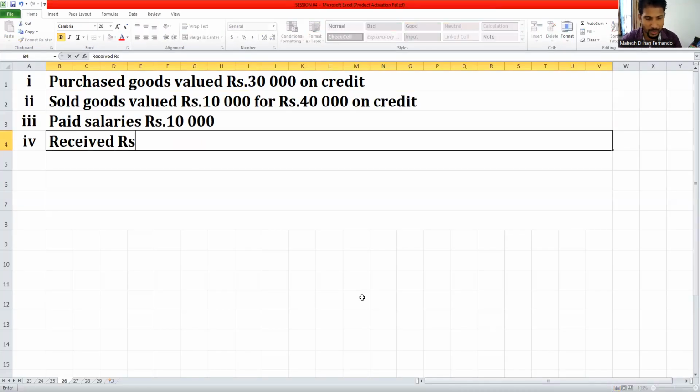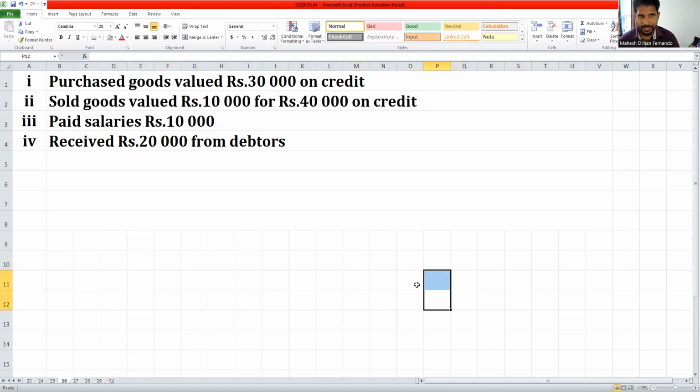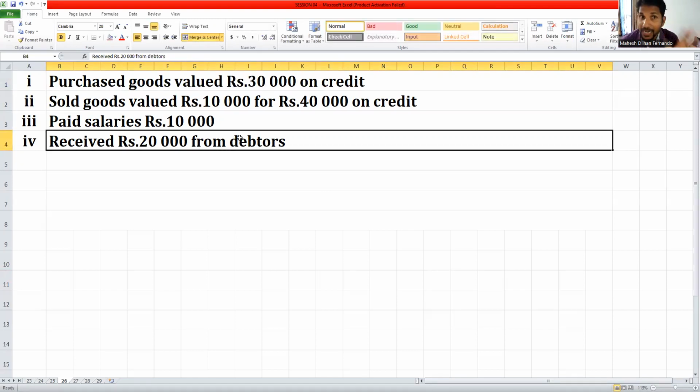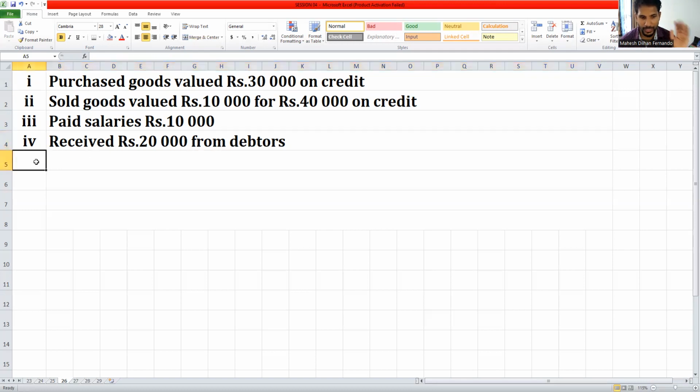Received rupees 20,000 from debtors. Correct? The business has collected rupees 20,000 from debtors. Once again, if you have any doubts, please let me know. Whenever you describe a transaction, you have to use the rupee value. You can't say received cash from debtors. You have to mention the value: received 20,000 from debtors.